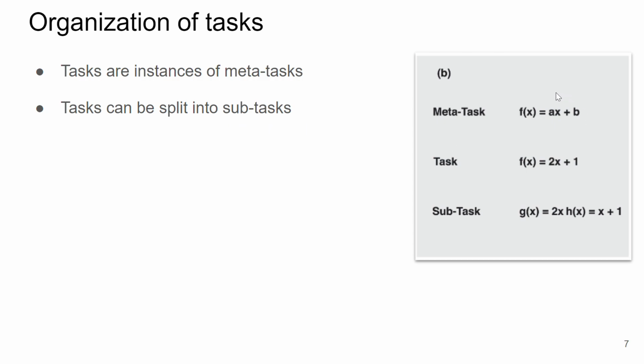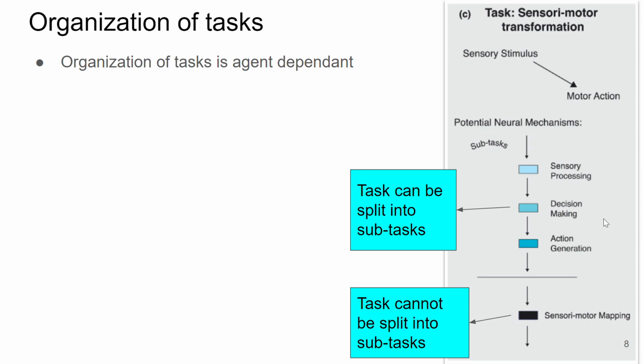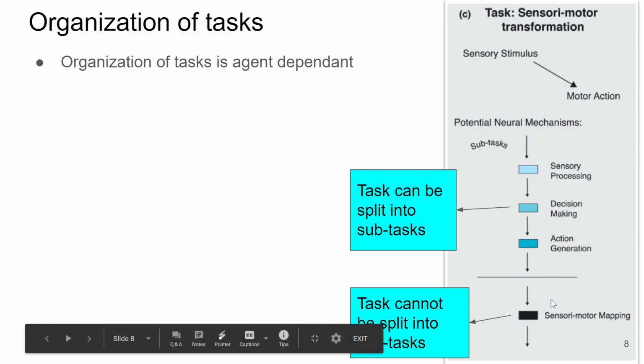So this is one example. A meta-task would be f of x is equal to ax plus b. A task would be a specific instantiation of the meta-task for specific values of a and b, and a subtask is, so 2x plus 1 has multiplication with 2 and addition with 1. You can look at both of them as separate tasks. And so yeah, this is where their definition of task makes more sense. This gives you some clarity on how they look at tasks.